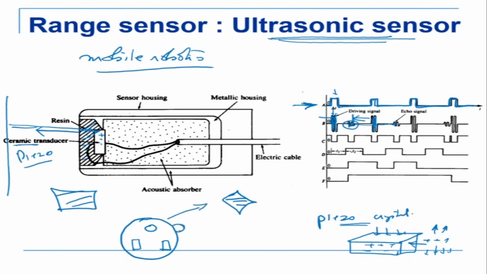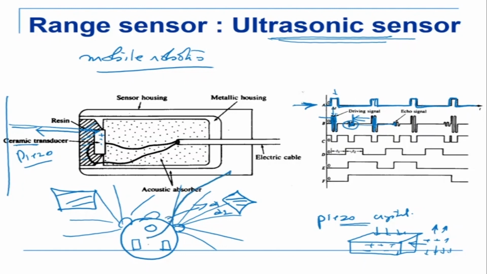There would be ultrasonic sensors. These ultrasonic sensors would sense the distance of this object. Sorry, it will not hit, it will just sense. So it gives the distance d1, d2 from the obstacle, and if it is too near, then the robot can change its path and go in some other direction. So this is used for obstacle avoidance.